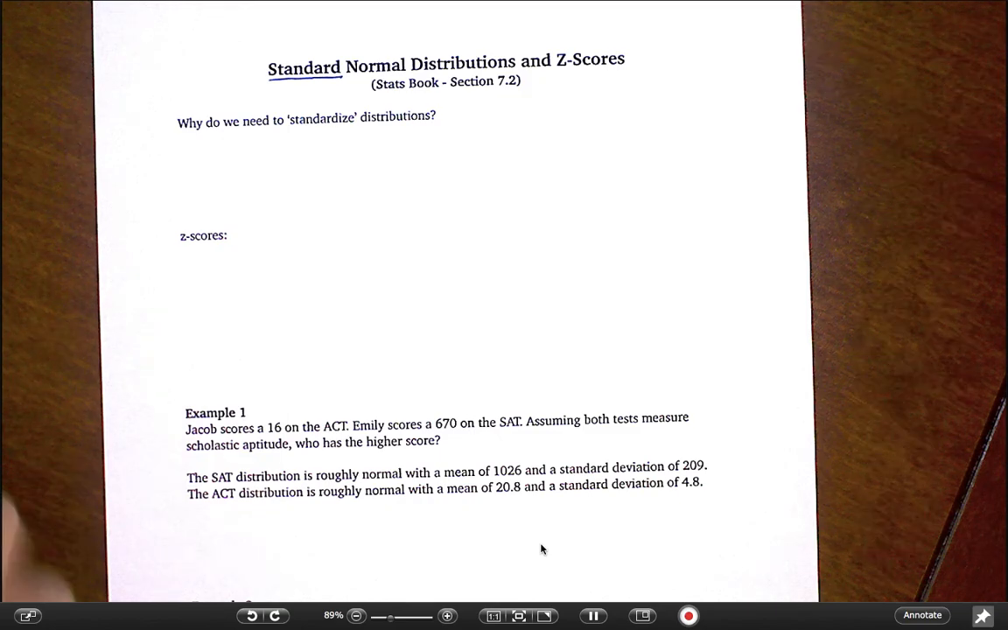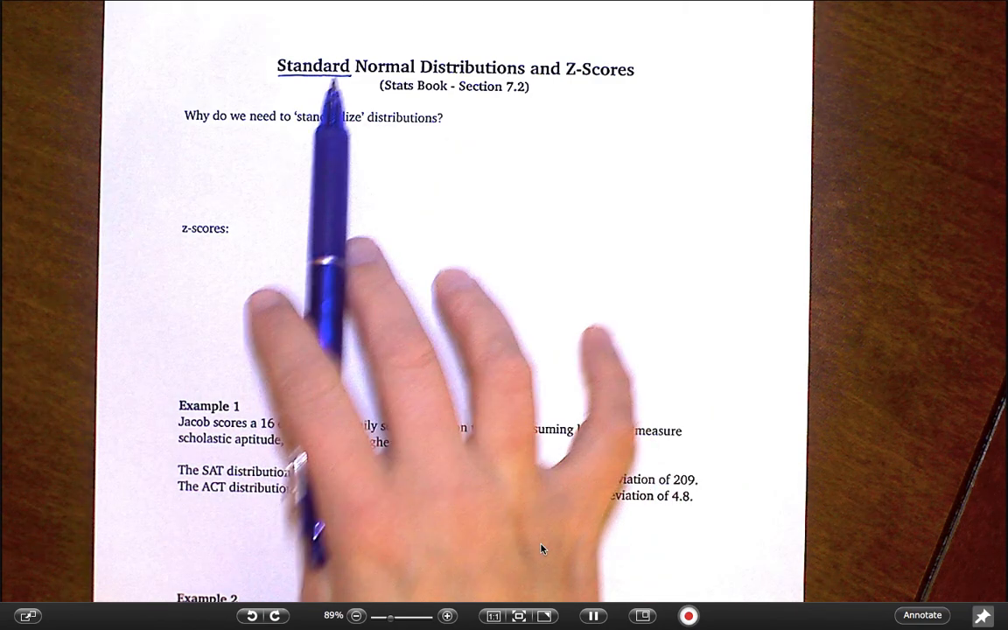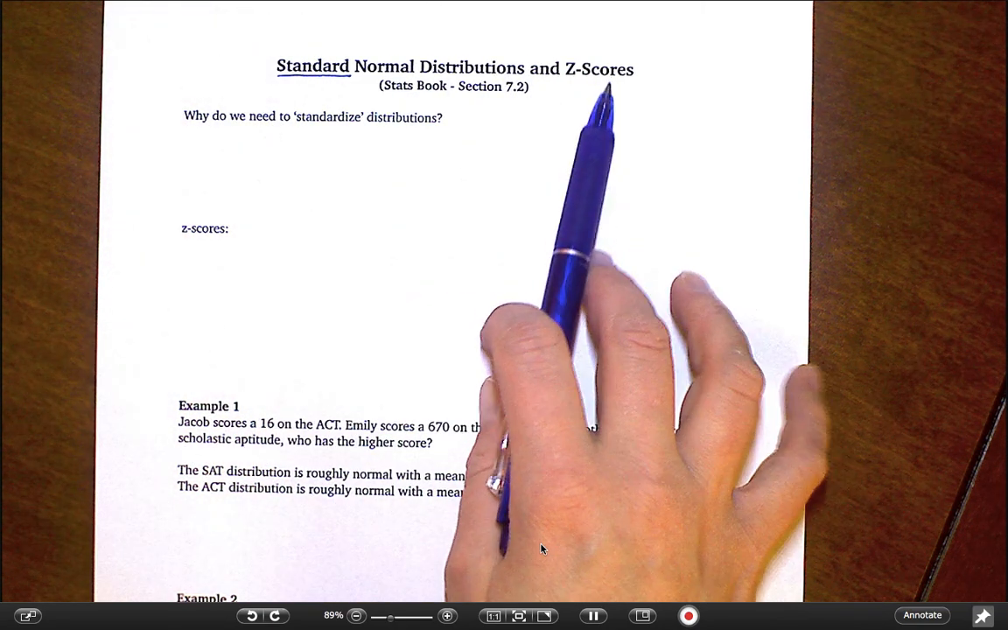Hi everyone. So today we're following up the lesson on the normal curve and the normal distribution with something called the standard normal distribution. This is just a specific type of normal distribution, and we're going to talk about why it's significant here in just a minute. Standard normal distributions involve something called z-scores.